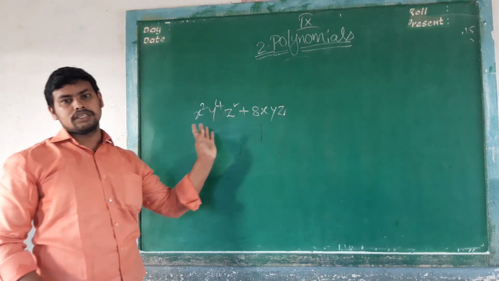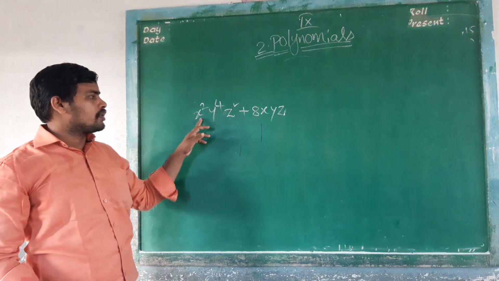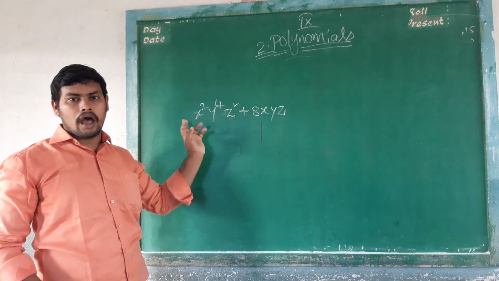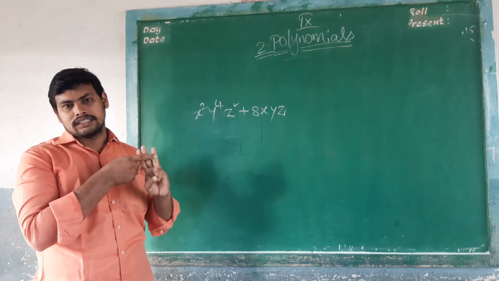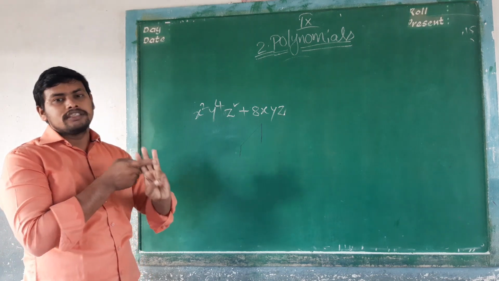What is the degree of this particular expression? Here all are variables. How many variables are there? There are 3 variables: x, y, z.